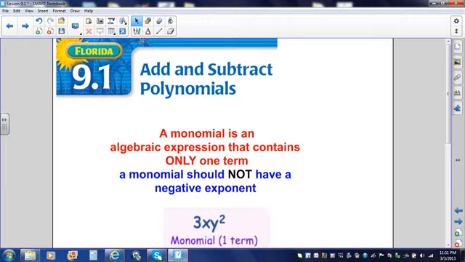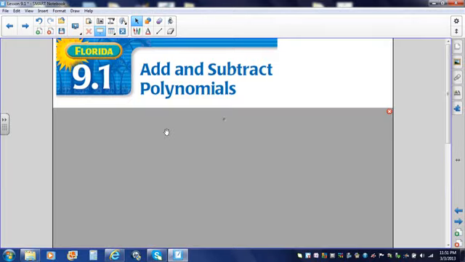Alright, today's notes are on lesson 9.1, adding and subtracting polynomials. Make sure you pay close attention during this podcast so you don't do this on the EOC.